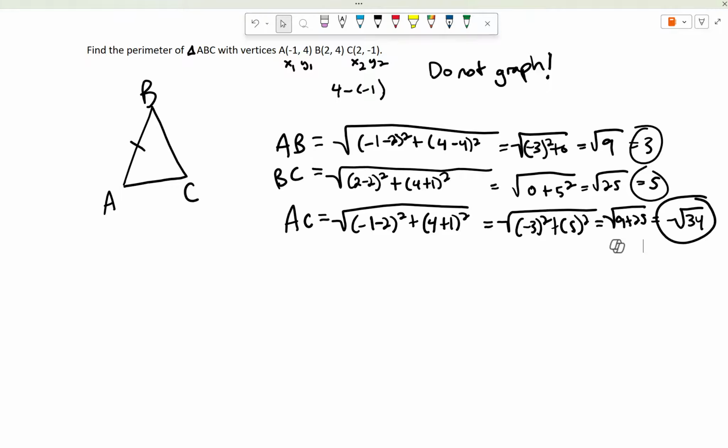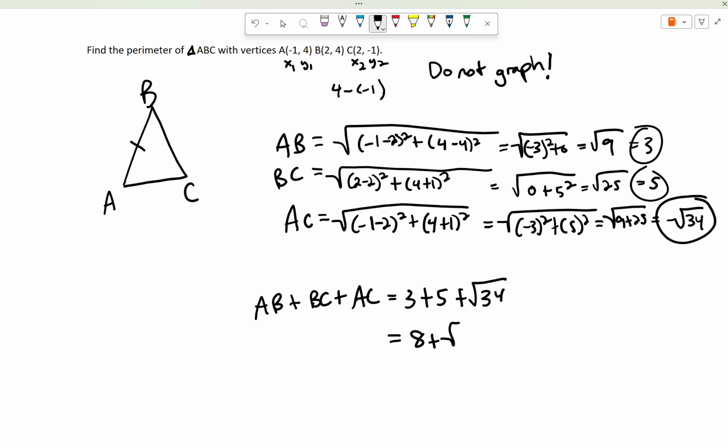I need to take the sum of AB plus BC plus AC as my perimeter, which is going to be 3 plus 5 plus rad 34. 3 plus 5, of course, is going to be 8. I cannot combine rad 34, remember? And that's going to be my units. And that's because I just can't, right?